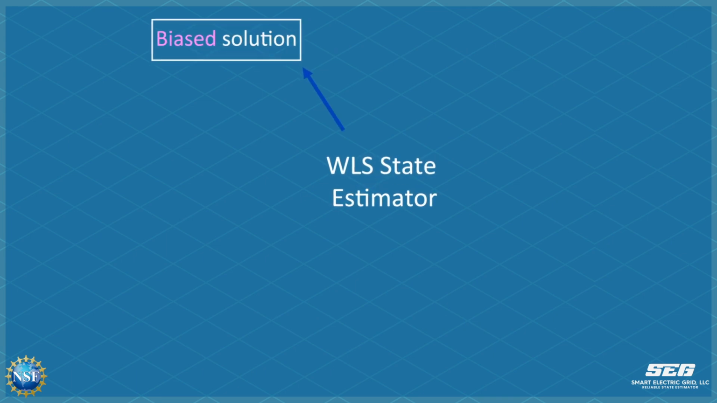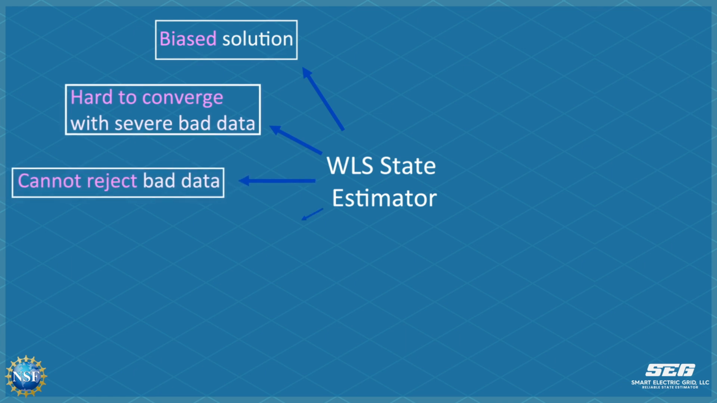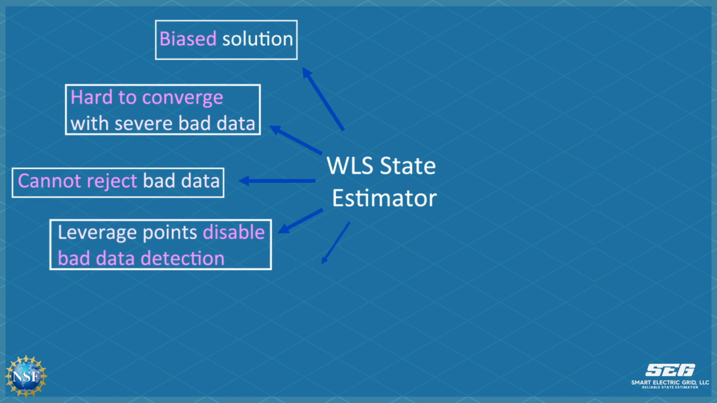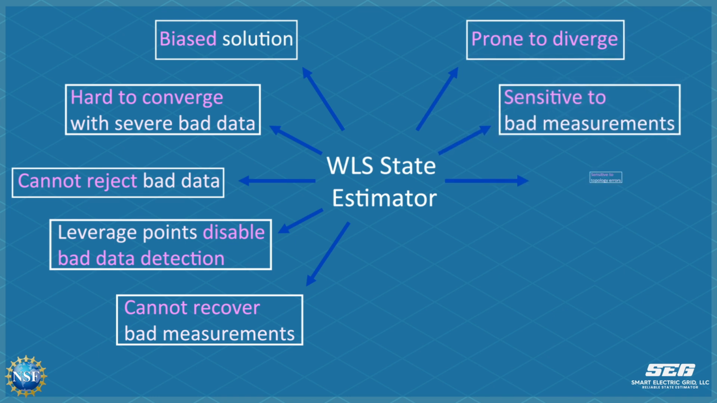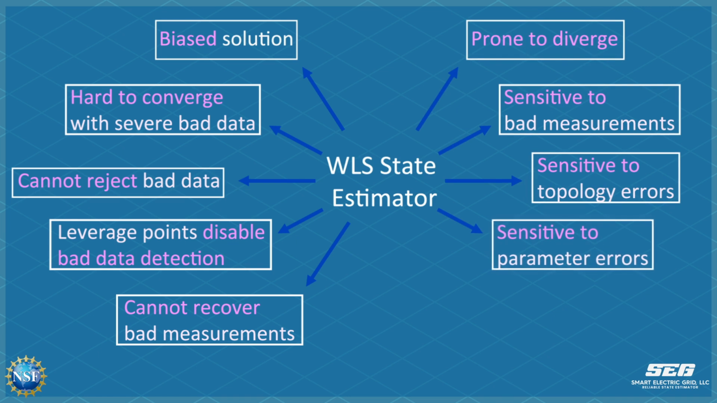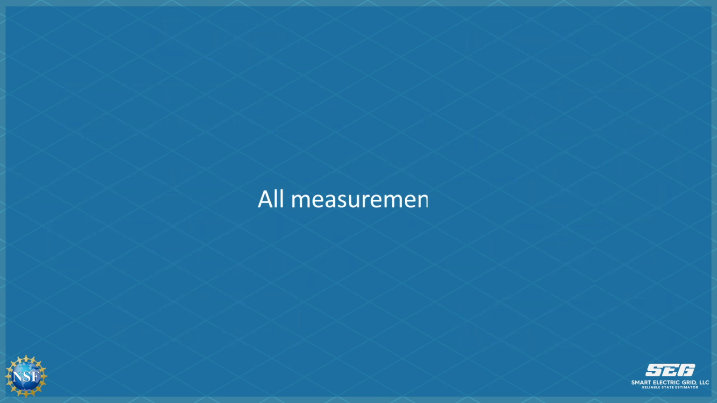In general, when bad data are present, the WLS state estimator reaches a biased voltage solution, has difficulty to converge with severe bad measurements, cannot reject bad measurements, leverage points disable its bad data detection, cannot recover the bad measurements, is prone to diverge, sensitive to bad measurements, sensitive to topology errors, sensitive to parameter errors, and it was not originally designed for the application of power system state estimation. To solve all the vulnerable problems suffered by weighted least square state estimator, SE Plus utilizes a different scheme. That is, all the measurements are divided into 2 groups, a basis set called ZB and a redundant set called ZR.